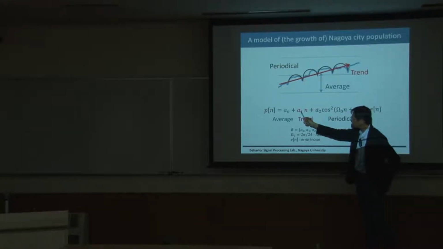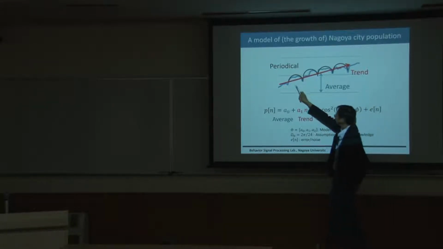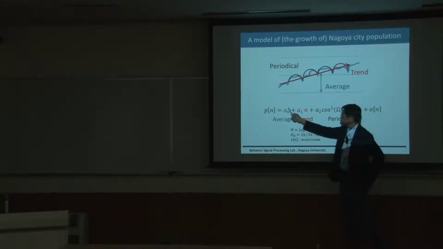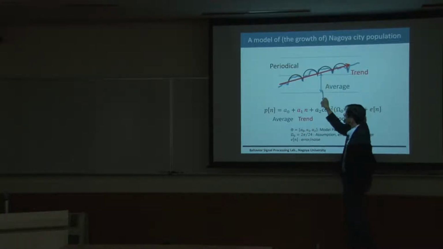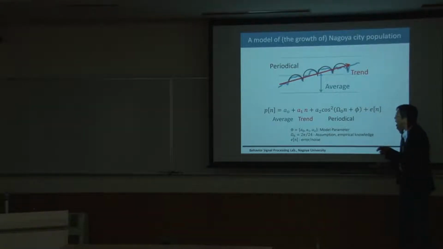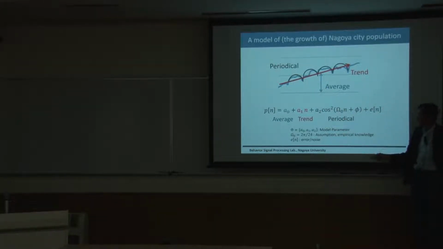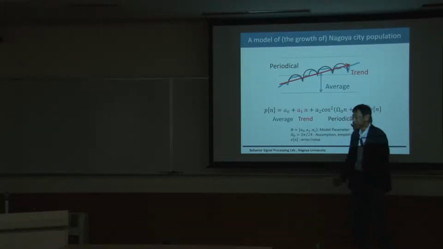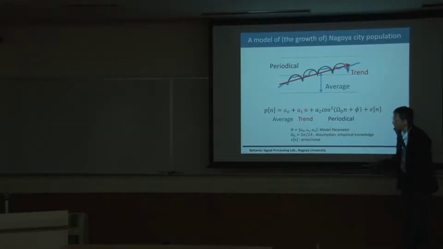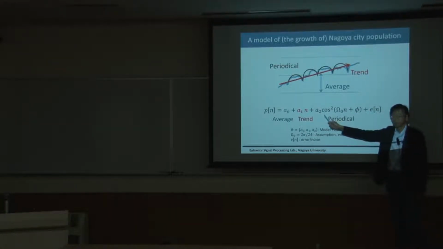And if you calculate the product of A1 and n, then we can plot this line. And of course, A0 is the average value, like this. Then, what will the mathematical model of the periodical component be? This can be, how do I say, person dependent. If I were you, or if I am facing this problem, I will use this function, cosine square.